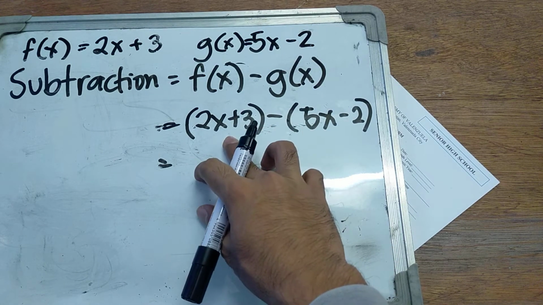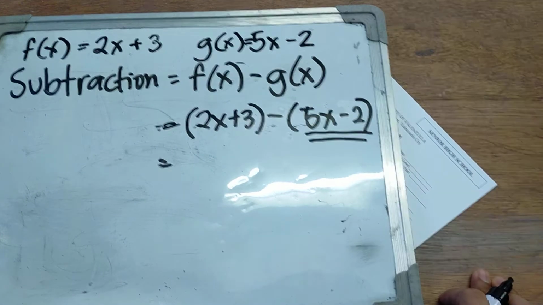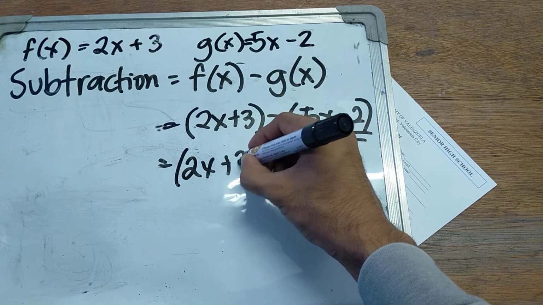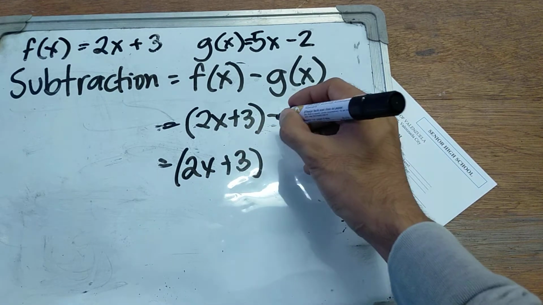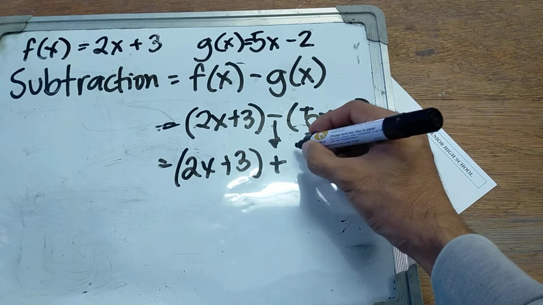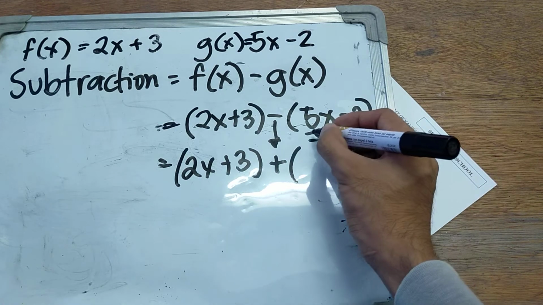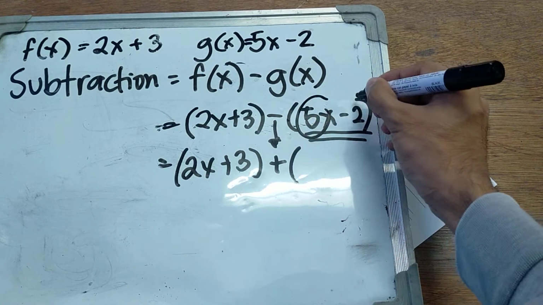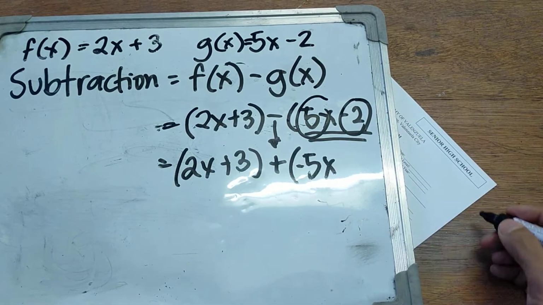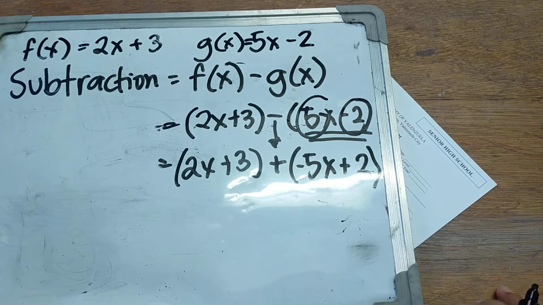So, bago natin i-subtract ito, change muna natin lahat ng symbols ng kada term. So, I'm going to copy 2x plus 3. And then, sabi ko nga, instead na mag-proceed tayo sa subtraction, we are going to add terms. Okay? And then, we are going to change the sign of each term. So, from 5x, magiging negative 5x na siya. And from negative 2, magiging positive 2 na siya.